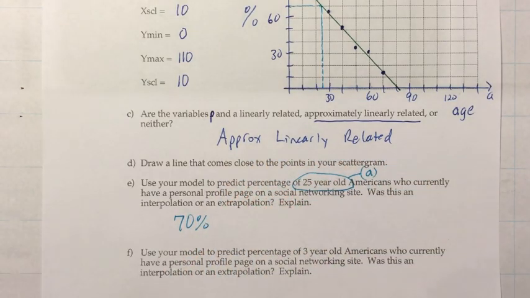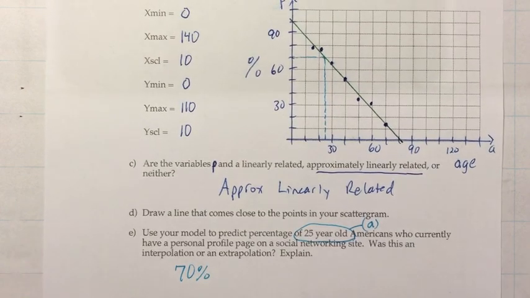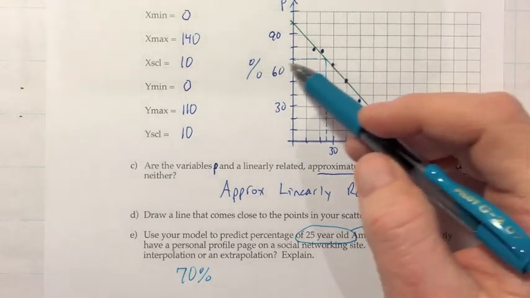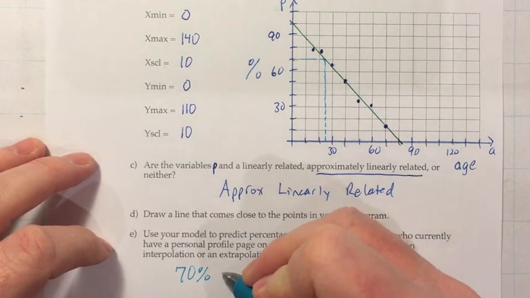Again, your answer might be slightly different because you didn't draw exactly the same graph as I did. When you're using your own model that you drew in, you should put whatever you get from that model, even if it's a little different than mine. And then, was this an interpolation or an extrapolation?